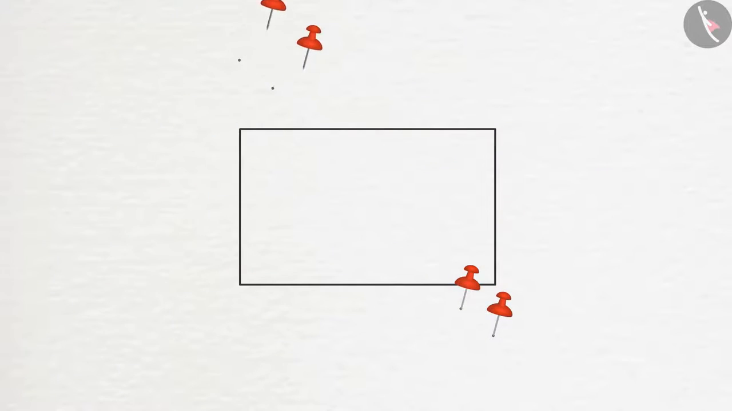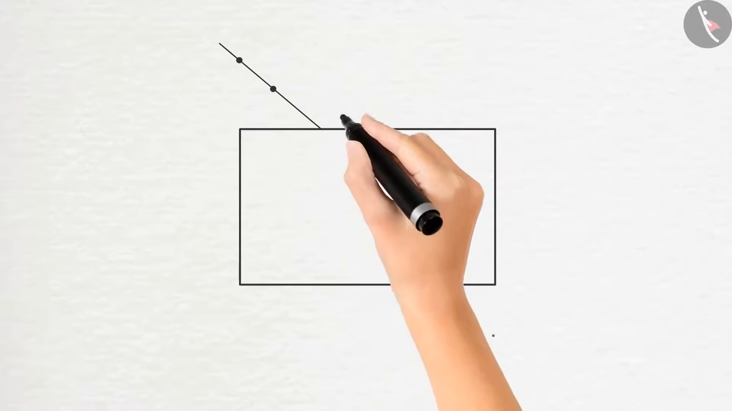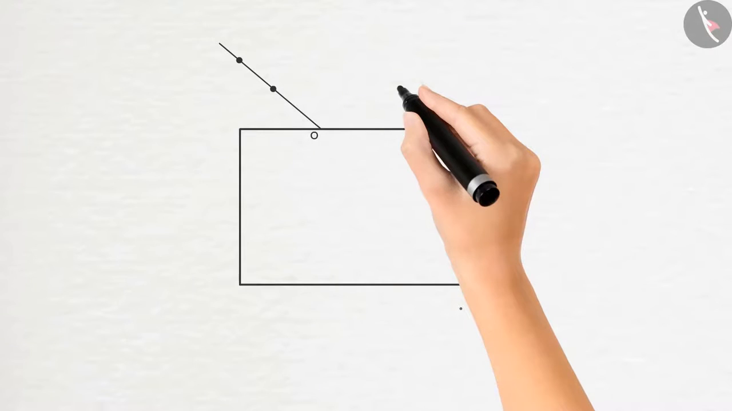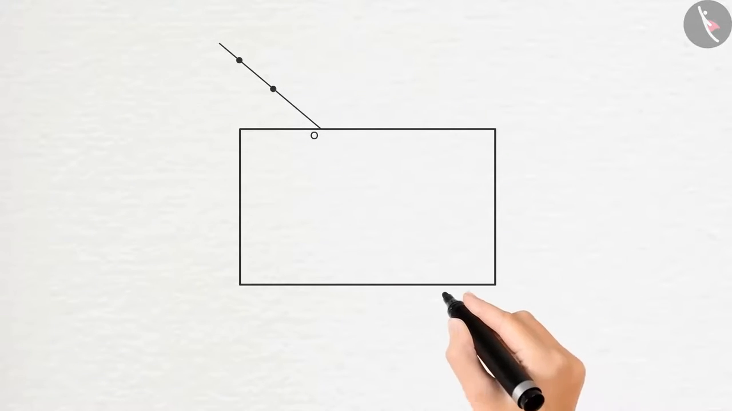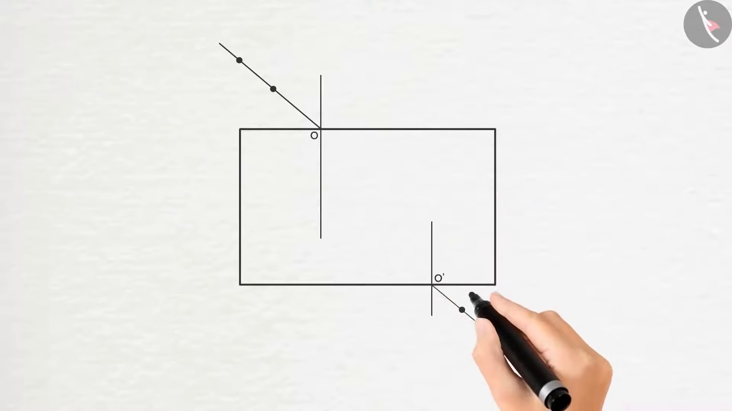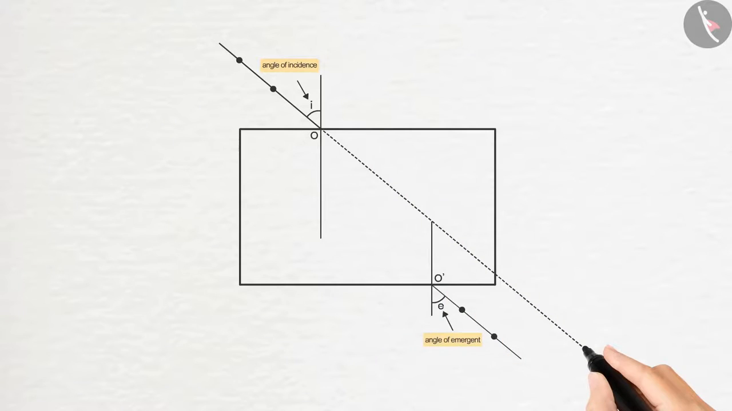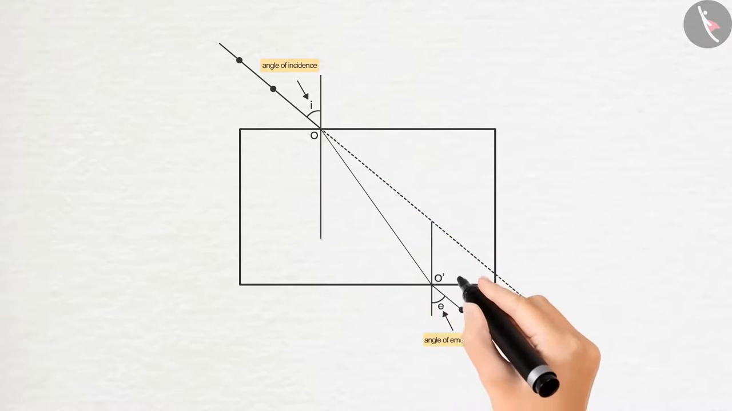Remove the slab and the pins from the paper. Draw a line marking the first 2 pins with the pencil, which will intersect the slab at O. Do the same procedure on the other side and give this point the name O'. Draw 2 perpendiculars at O and O'. Name the angle formed between the lines and the perpendiculars as angle of incidence and angle of emergence. Here the angle of refraction will be formed instead of the angle of reflection. Produce a straight line from the marks of the first 2 pins. Then join O and O'.